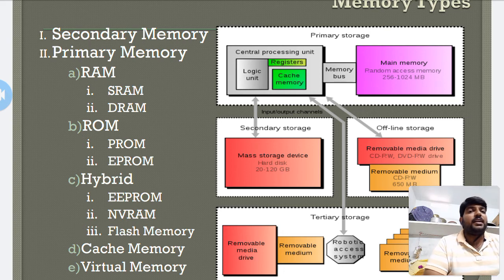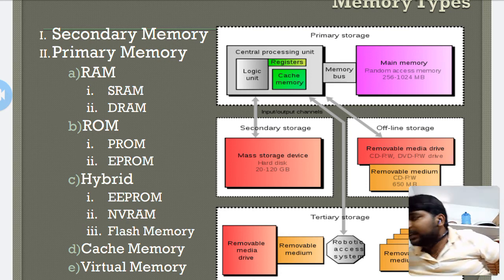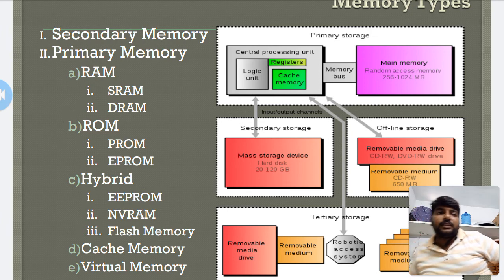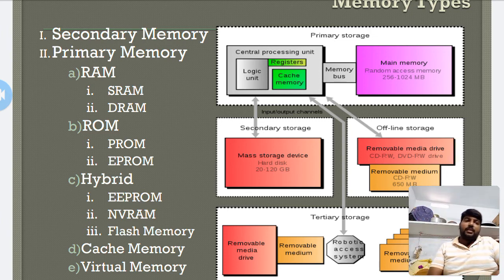RAM means random access memory. The first one is the random access memory, which is again classified into two types, that is SRAM and DRAM. SRAM means static RAM, and DRAM is dynamic RAM. We are using static random access memory and dynamic random access memory.